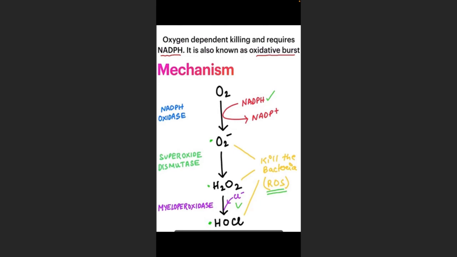and then the free radical formation causes the formation of hydrogen peroxide with the help of superoxide dismutase, and then this combines with chloride with the help of the enzyme myeloperoxidase. All these oxygen free radicals, hydrogen peroxide mainly, and hypochlorite kill the bacteria, and they act as reactive oxygen species.